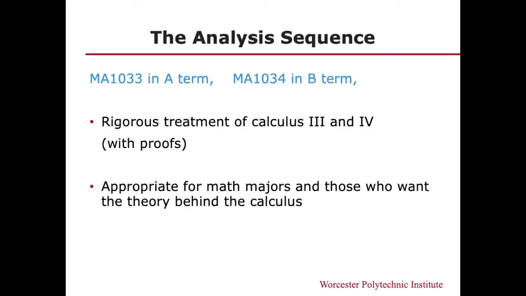And then we have the analysis sequence. So this is a special version of Calc 3 that runs in A term, and a special Calc 4 that runs in B term. These are the only terms in which these courses are offered. And these are, roughly speaking, math major versions of Calc 3 and 4. So we have a rigorous treatment of that material with proofs.